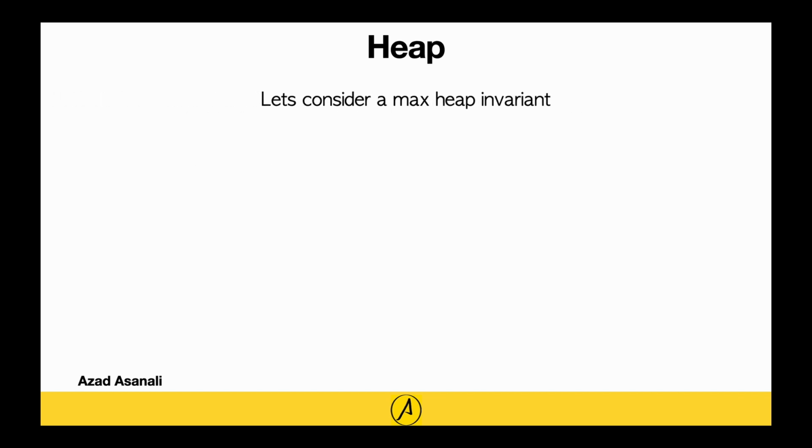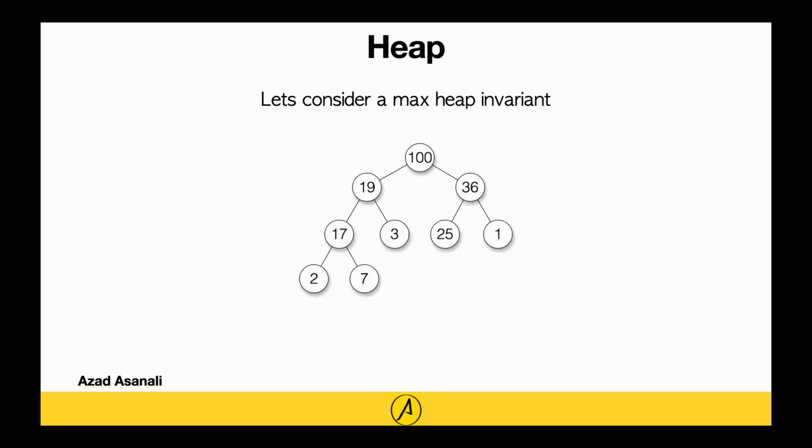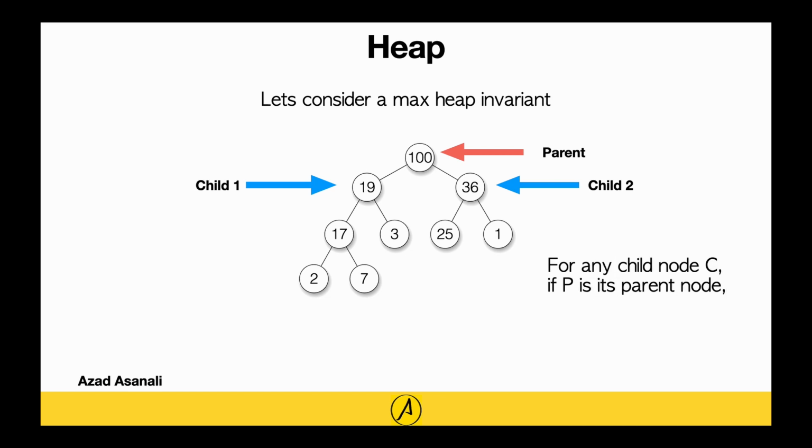So let's take the max heap invariant. I'm going to show you a max heap data structure, a tree-like structure. As you see here, we have a root element with two children. If you closely look at each node, you can see that the root element is greater than both of its children. So 100 is greater than 19 and 36. As you see here, 100 is our parent, 19 and 36 are our children. So for any child node C, if P is its parent, then the value of P should be greater than or equal to the child node. This is the heap invariant property of a max heap.